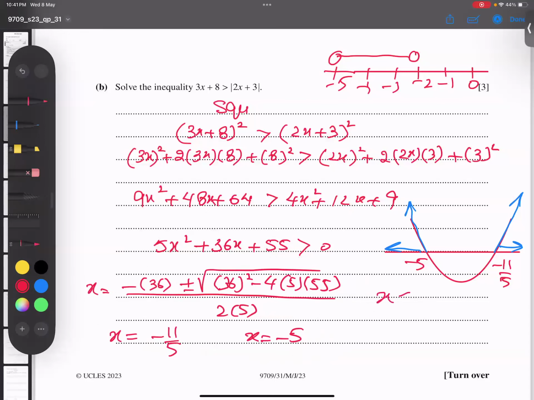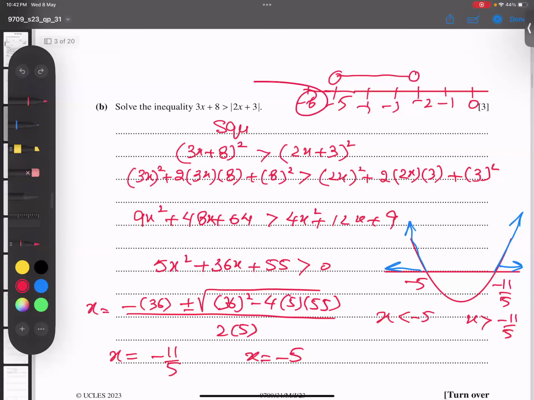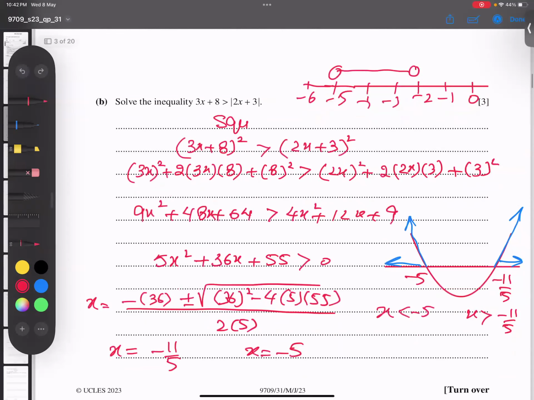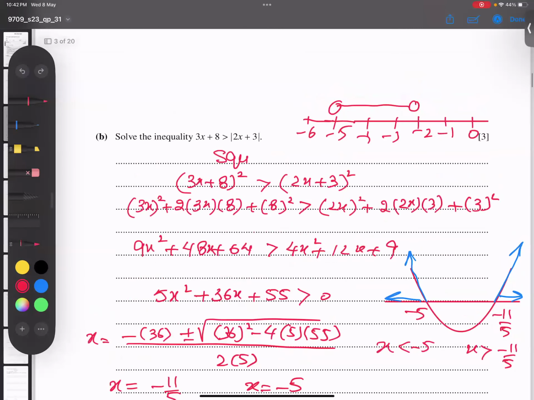So what is this called? Less than -5. What is this called? Bigger than -11 over 5. But students, I have to check one by one whether both values are correct or not. How to check it? Less than -5 is any number. I think -6 is an ideal number. -6, I will plug in here. So let's see, if I plug in -6 in both sides, and for checking purposes, I can do it here, no problem at all. Check.